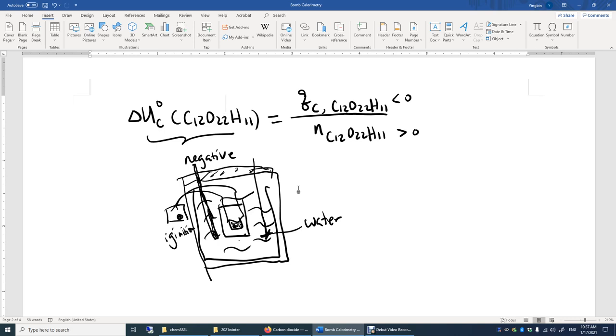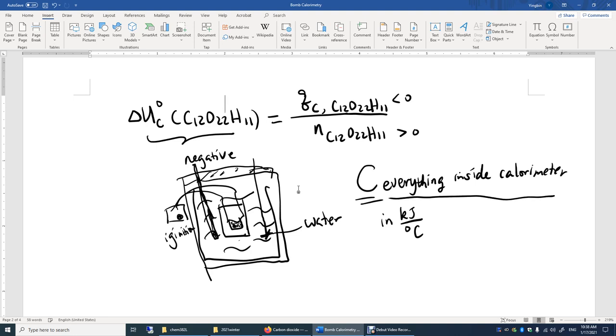So the thing is, we just need to determine C, the heat capacity of everything inside the calorimeter. All right, C, everything inside the calorimeter. The unit is you can use joule per Kelvin or kilojoule per Kelvin or kilojoule per degree or joule per degree Celsius, either way. Just use the unit consistently. All right, and this is really tedious to write, so I'm going to just use C.